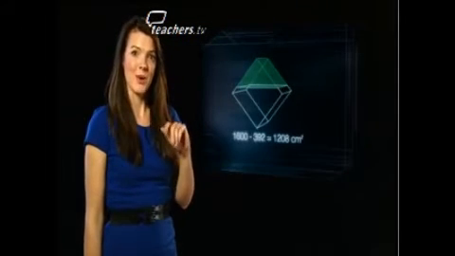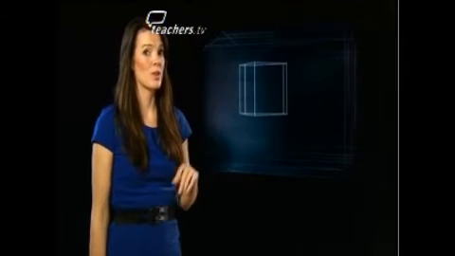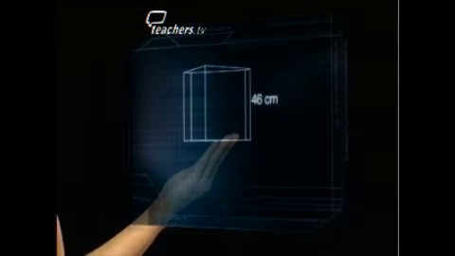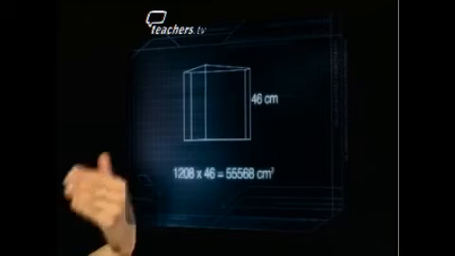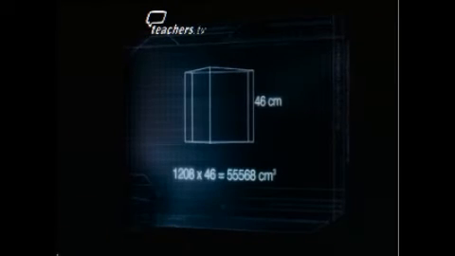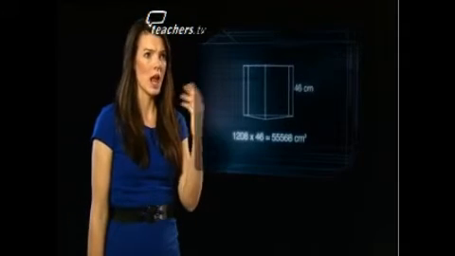But now what we've got to do is times that cross-sectional area by the height that we want to fill the fish tank to. And in this case, that's 46 centimetres. So that gives us an answer of 55,568 centimetres cubed, which is approximately 56 litres. That might be a bit big.